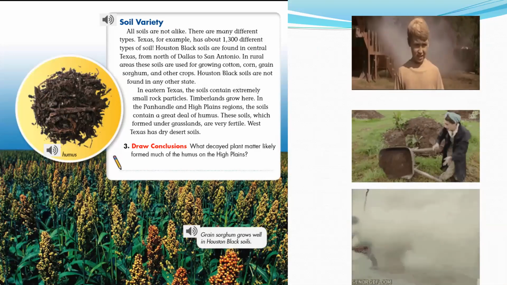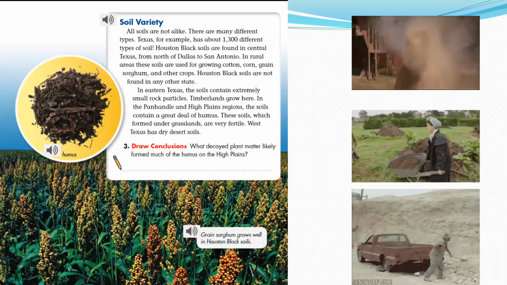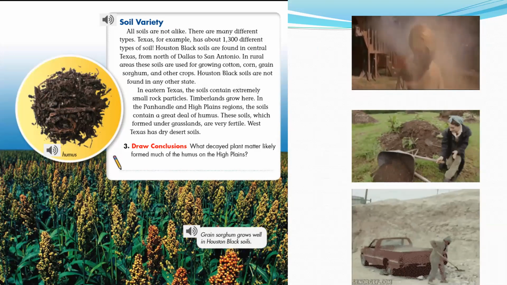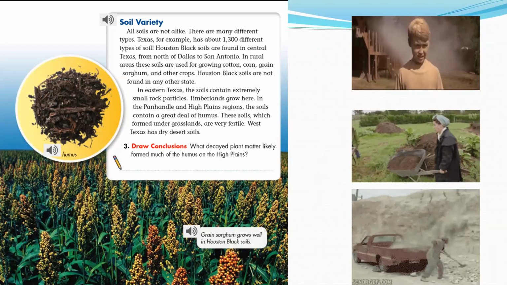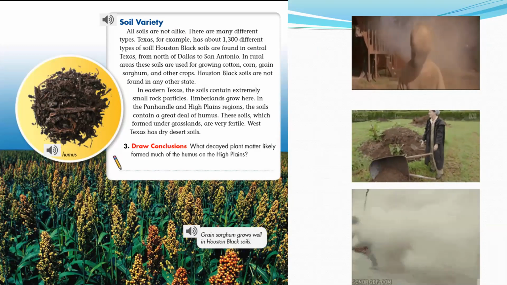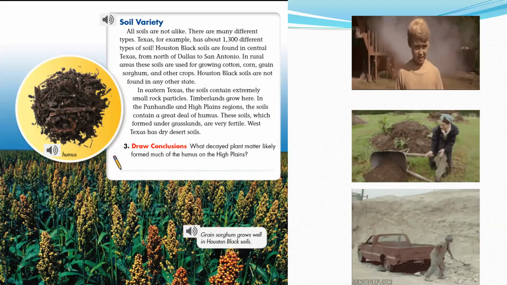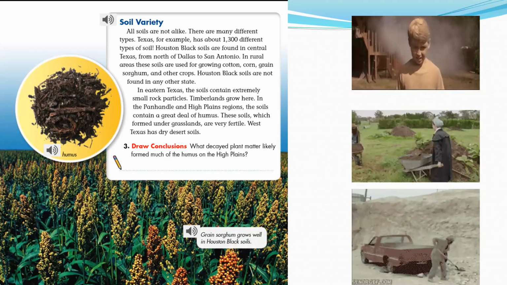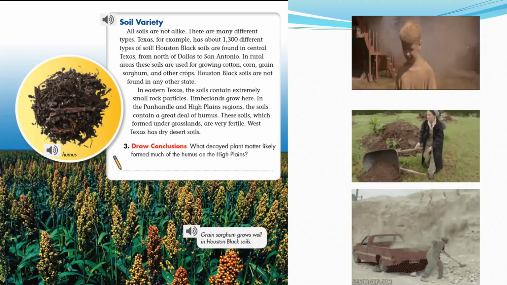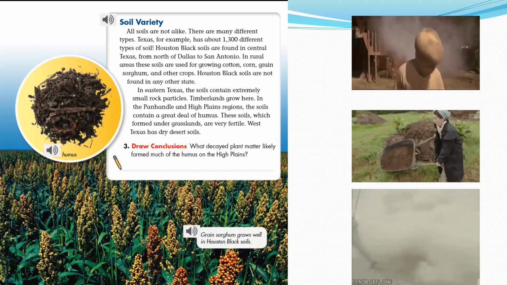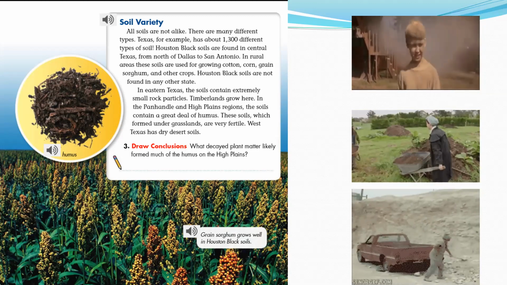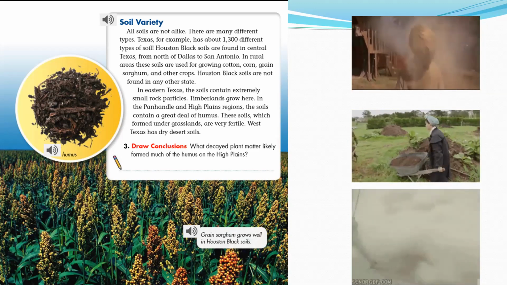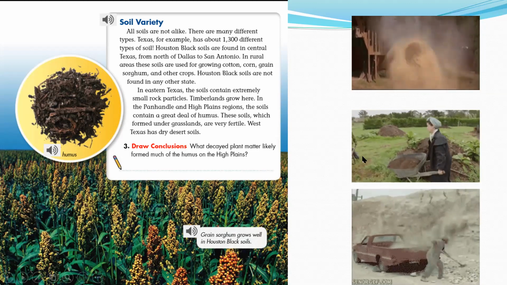Varieties of soil. All soils are not alike. There are many different types. Texas, for example, has about 1,300 different types of soil. Houston black soils are found in central Texas, from north of Dallas to San Antonio. In rural areas, these soils are used for growing cotton, corn, grain, sorghum, and other crops. Houston black soils are not found in any of these states. So it was just talking about the different kinds of soil, and we have a lot of different ones in Texas. And these are different examples because of the coloring.